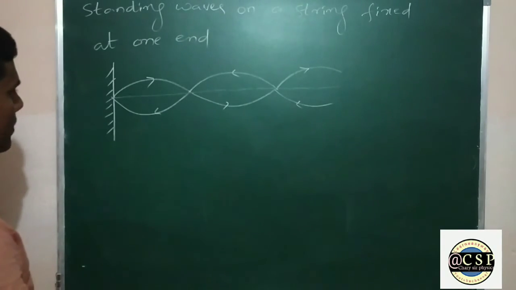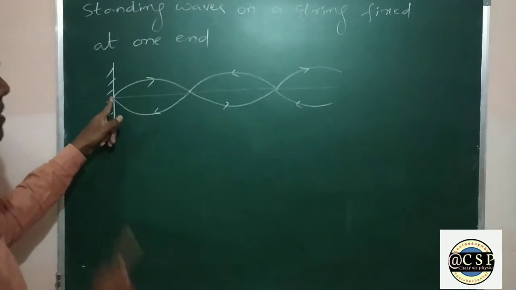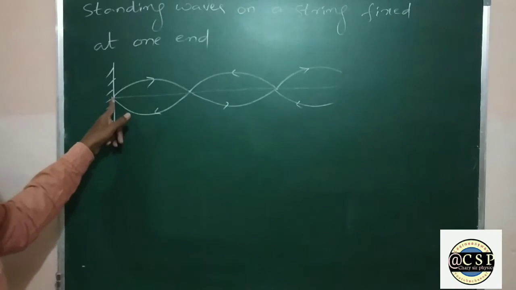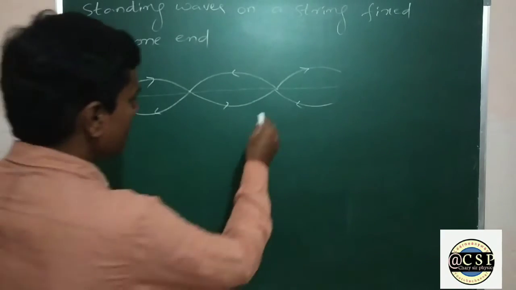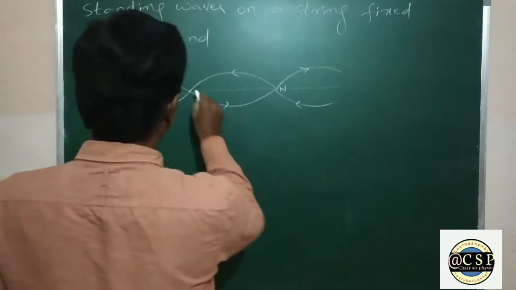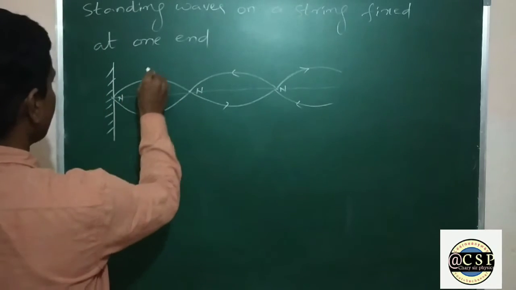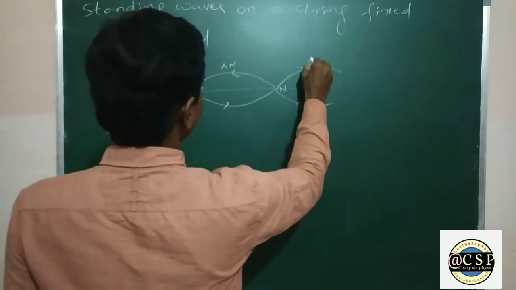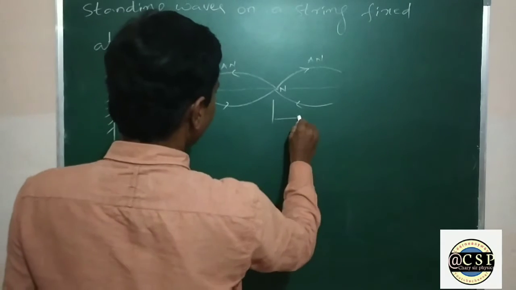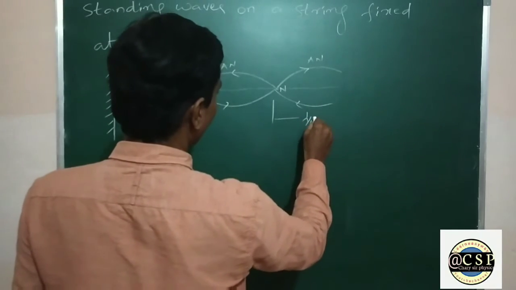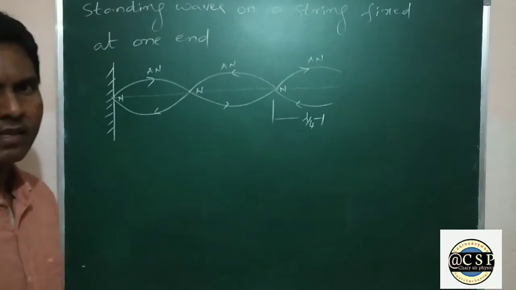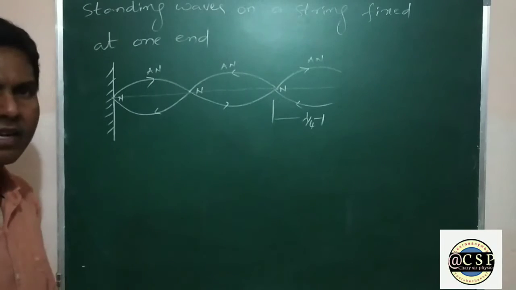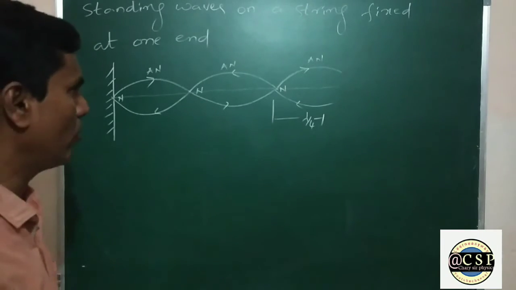But here it is attached to one support, one end of the rigid support. So these are nodes, we know, and these are antinodes. Here the length taken is lambda by 4. Now we discussed that the distance between a node and an antinode is lambda by 4.